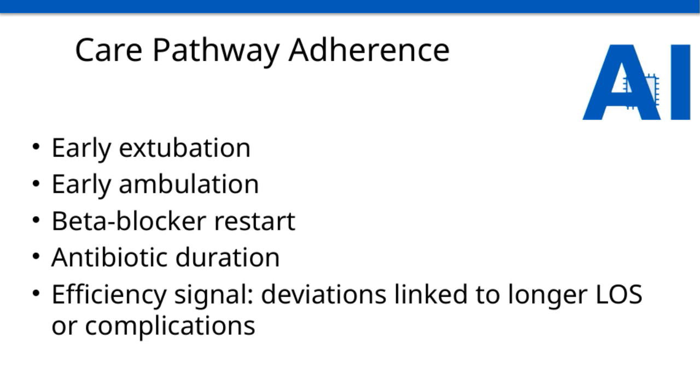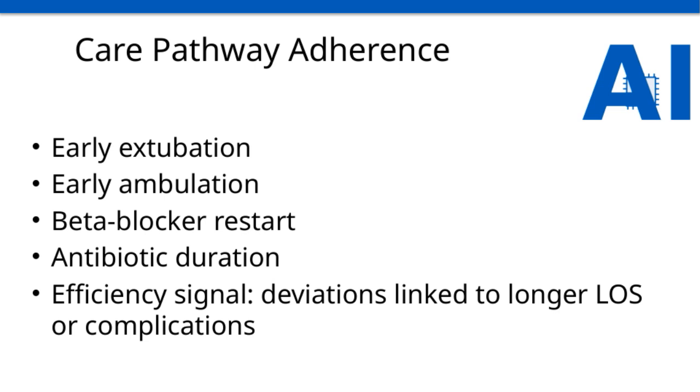Early ambulation is equally important. It encourages patients to get moving sooner, which can prevent issues like blood clots and promote faster recovery. Restarting beta blockers promptly is another critical point. Maintaining their use helps control heart rate and reduce stress on the heart post-surgery. Additionally, paying close attention to antibiotic duration ensures we're not overusing antibiotics, which can lead to resistance and other issues.